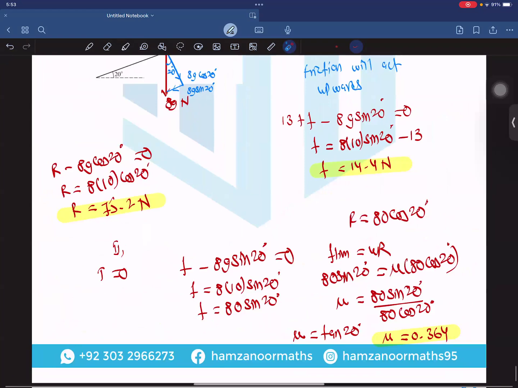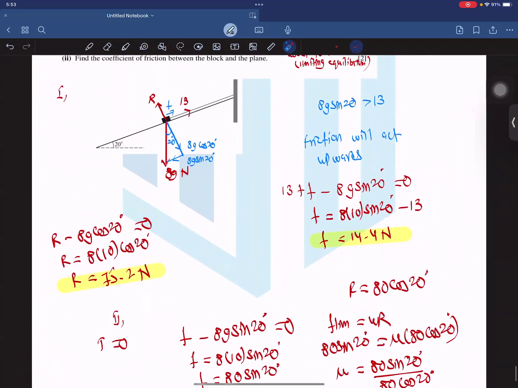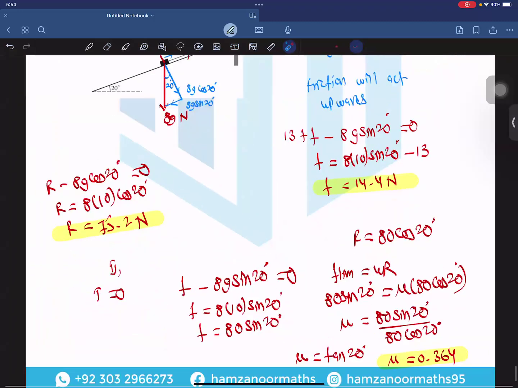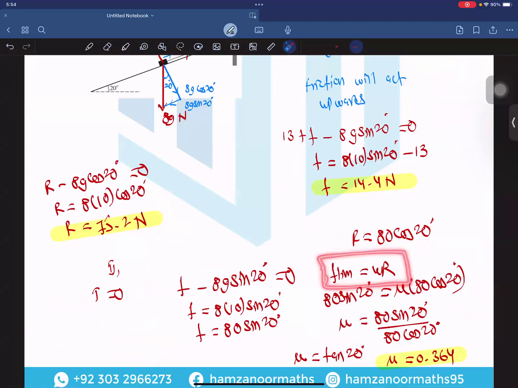All right. So basically, when the string is cut, the tension in the string becomes 0. So T is equal to 0. The force acting along the plane is 8g sine 20, and upwards we have the frictional force, obviously, because the plane is rough. This friction would have a maximum value F lim, or you can just say F max, which is equal to mu R. This would be the maximum friction.